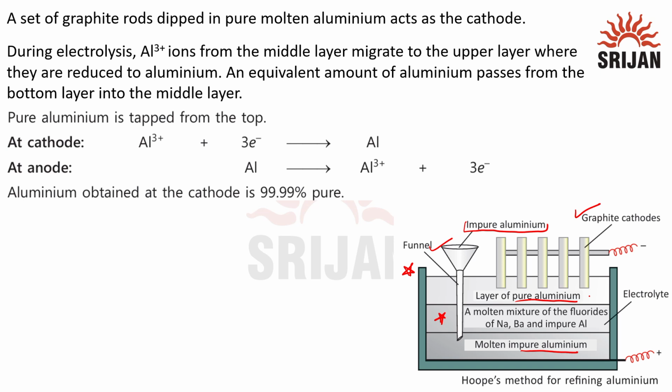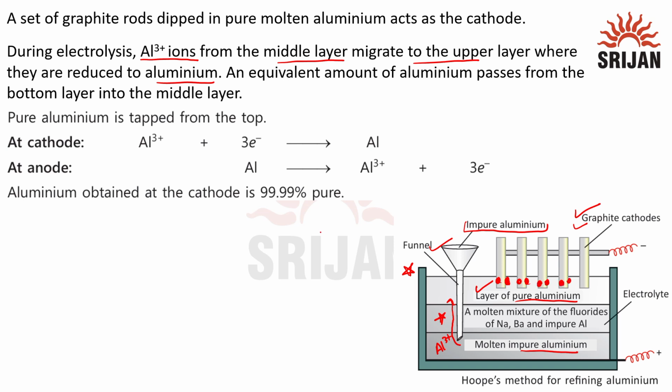So what happens here is a set of graphite rods is dipped into the pure molten aluminium. Here you can see the pure aluminium has the graphite rods dipped into it. During electrolysis, the Al3 positive ions from the middle layer migrate to the upper layer where they are reduced to aluminium. So the aluminium 3 positive will move from the lower molten impure aluminium layer to the upper layer and get deposited on this graphite layer, like this.